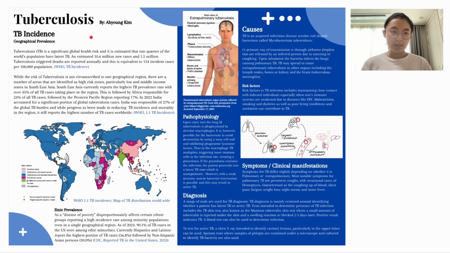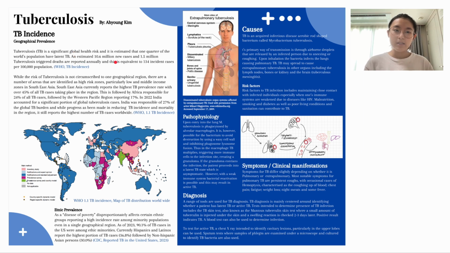First, TB's incidence across the world. Tuberculosis is a significant global health risk, and it is estimated that around 1/4 of the world's population have latent TB. It's important to highlight that we're talking about latent tuberculosis here, because we have 2 types of tuberculosis: latent tuberculosis and active tuberculosis. This is something we're going to speak on later on, but essentially, it is estimated that around 1/4 of the world's population have latent TB.